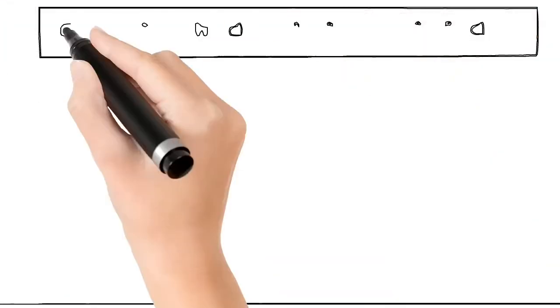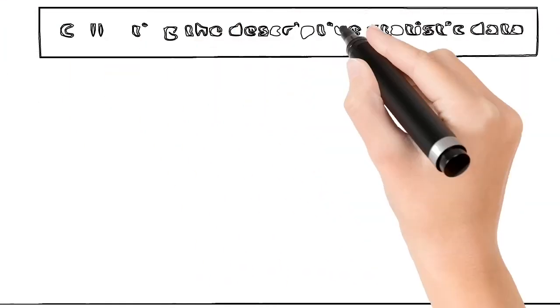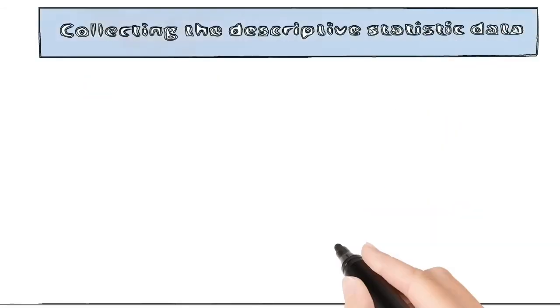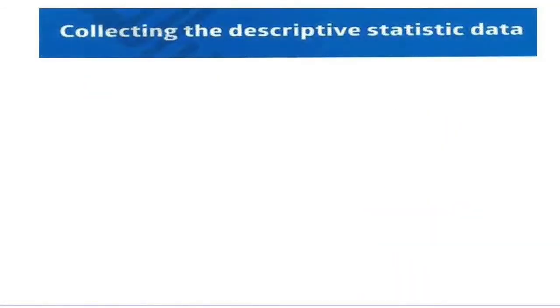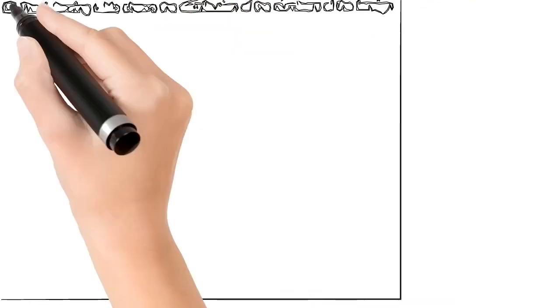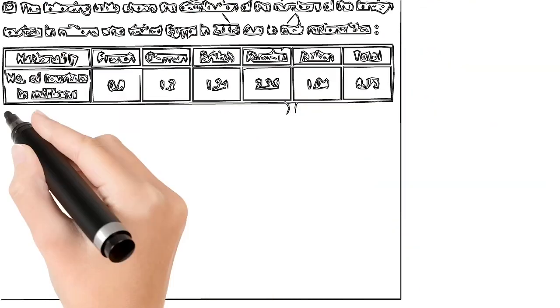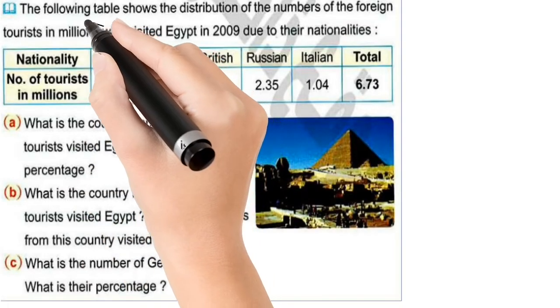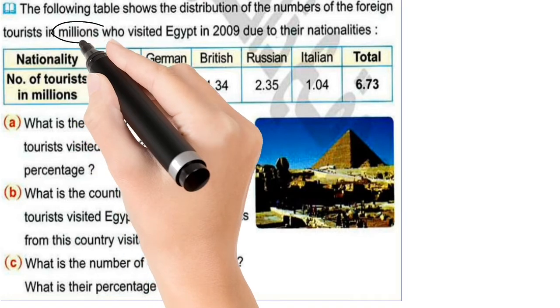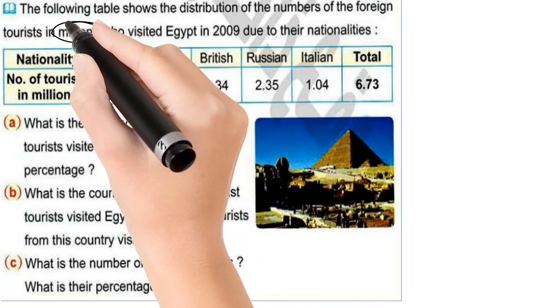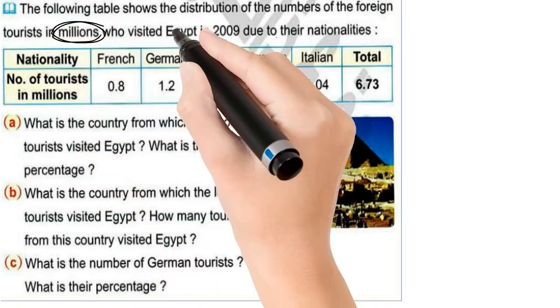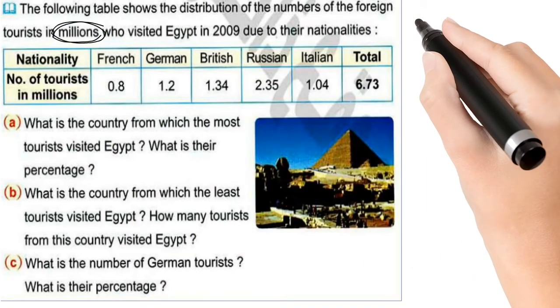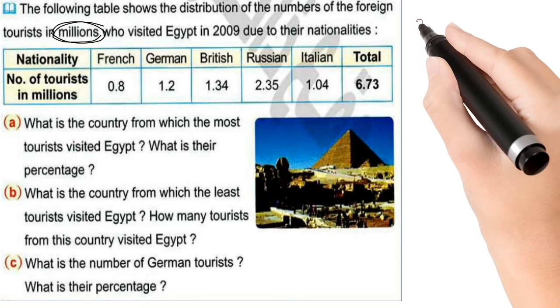And now let's talk about collecting descriptive data and quantitative data. How can we collect the descriptive data? Let's see an example. The following table shows the distribution of the number of foreign tourists, in millions, who visited Egypt in 2009 according to their nationalities. As we see in the table, we have nationality: French, German, British, Russian, Italian, and so on, total. And we have the number of tourists in million.